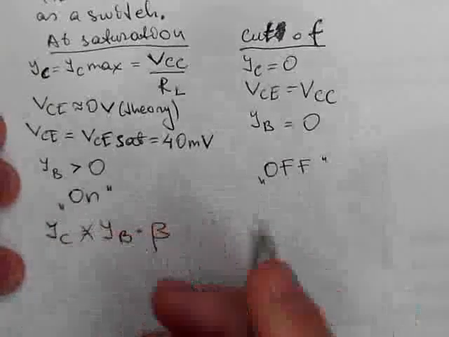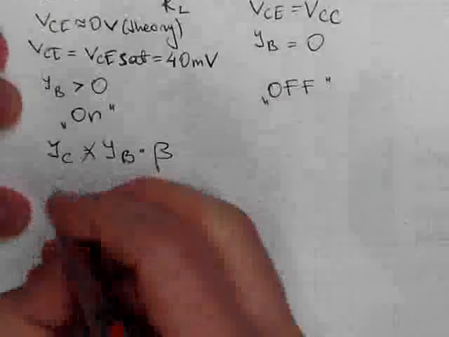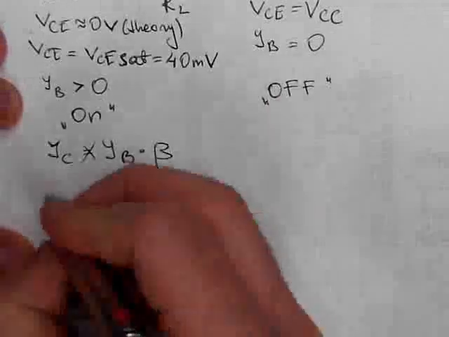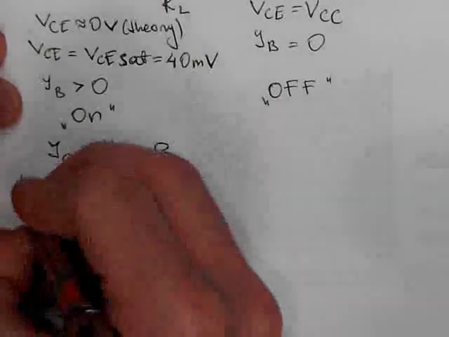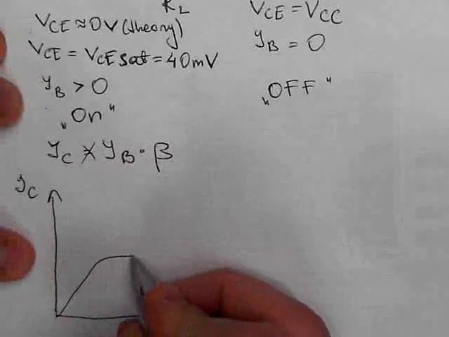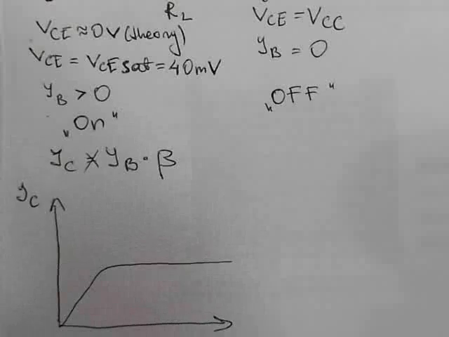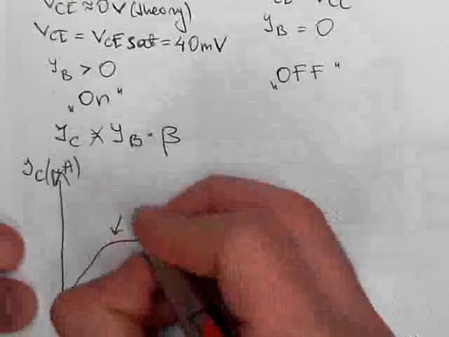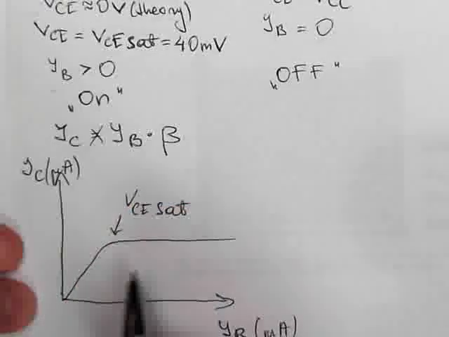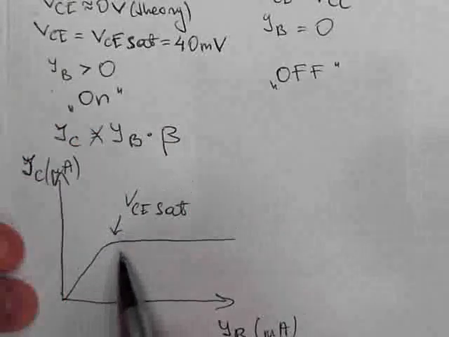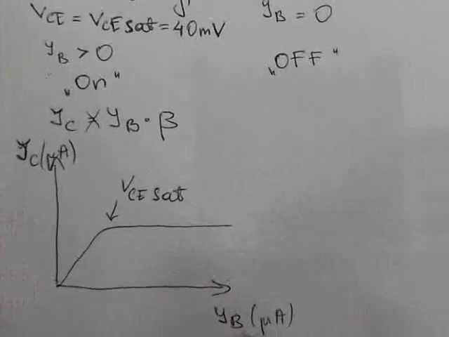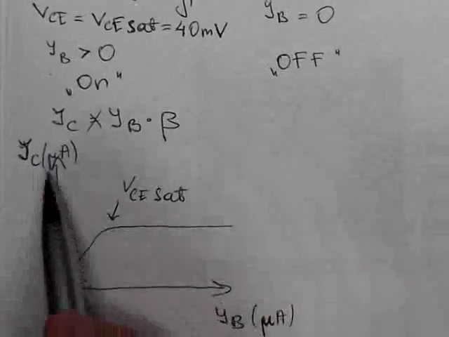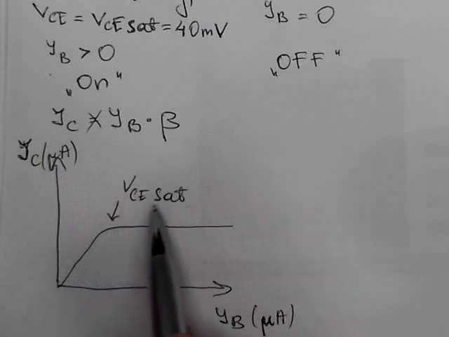And it means that at these conditions, we can draw a graph. Here it is IB, here it is IC, and we can see that it's going like this, and then it is saturating. So this is microamps and this is VCE. So this collector current stops to increase when base current is increasing, when saturation voltage is reached or adjusted.